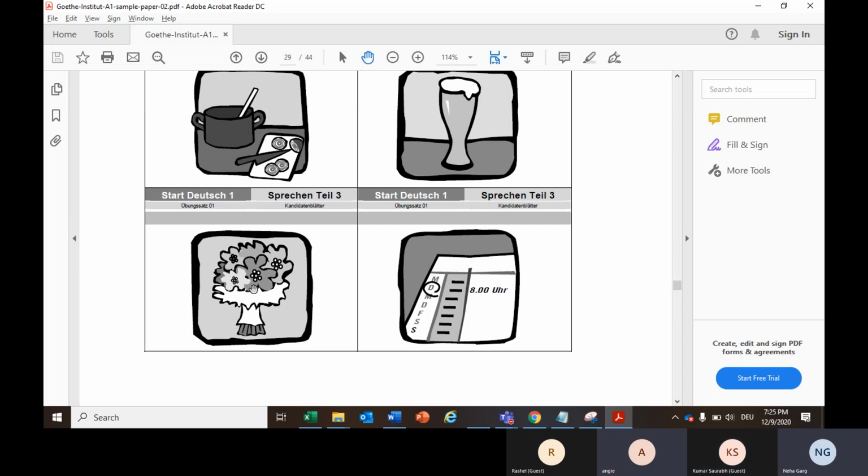My turn? Yep. Okay. Kannst du mir diese Blume geben? Die Blumen. So what is Blumen? Flowers. Oh, flowers. So what is the question? Kannst du, can you? Kannst du mir die Blumen geben? Can you give me the flowers? Ja, gerne. Sehr schön. Your turn.